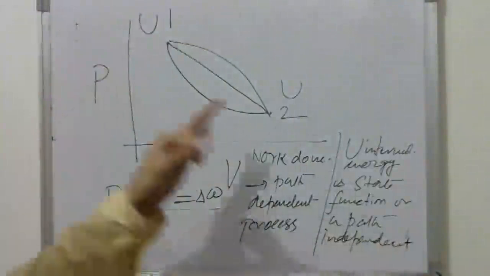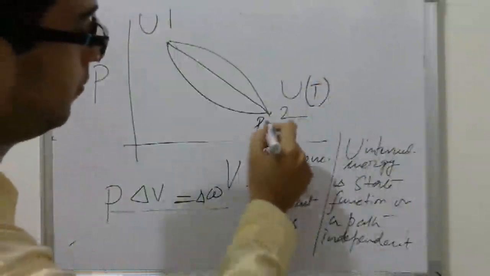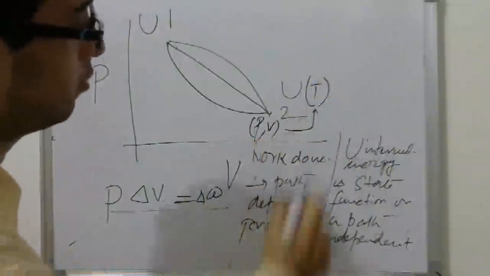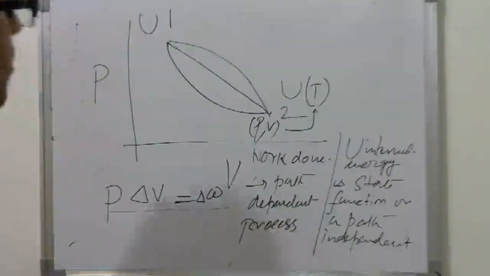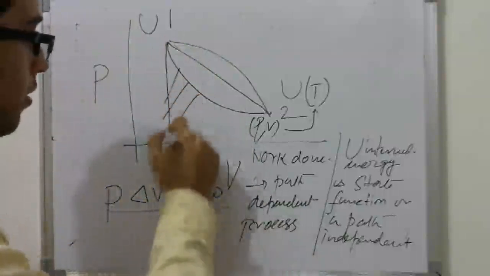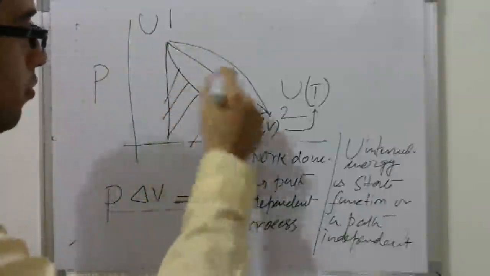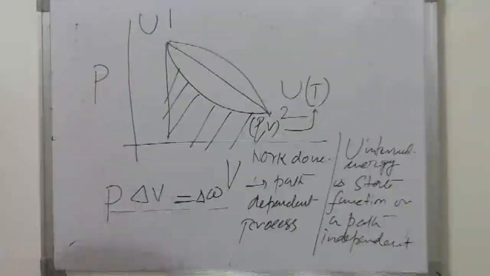So U, internal energy, is a path independent process which is only a function of temperature, because if you are fixing P and V, T is automatically fixed. So PV equal to RT, so it's only a function of temperature. But the work done, which is actually the area under the curve, in these cases the work done are different. So it depends on how the process moved to the final state. Fine.